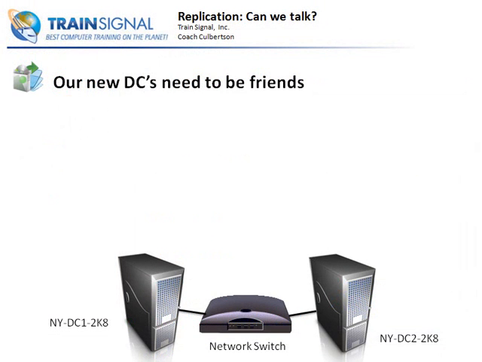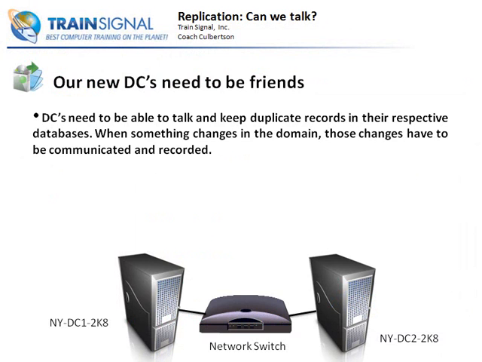All right, so let's talk now about this really big word, replication. Here's the deal. Our two domain controllers need to be friends, all right? They need to be able to talk to each other, and they need to be able to keep duplicate records in their respective Active Directory databases. This makes sure that both domain controllers can know what's going on. They can both be what we might call authoritative even.